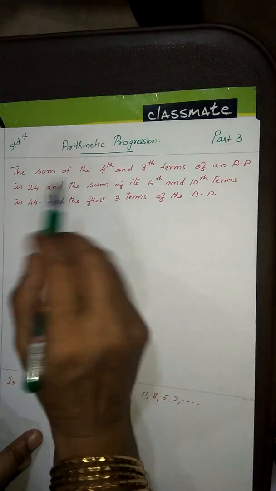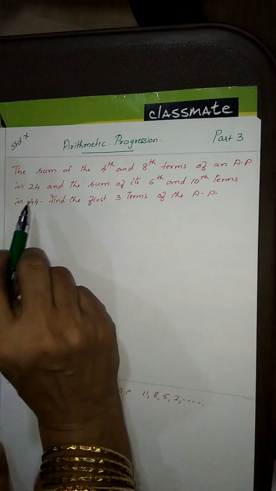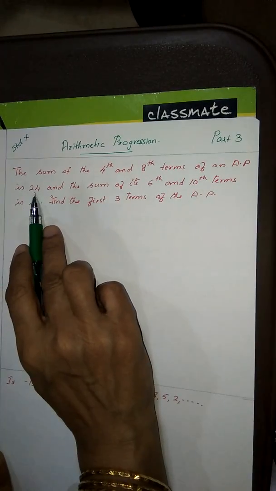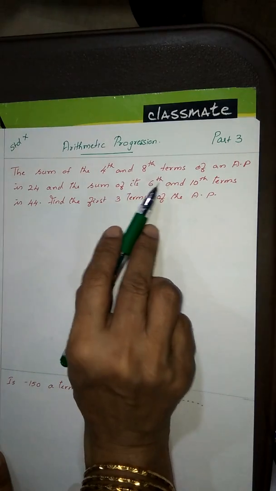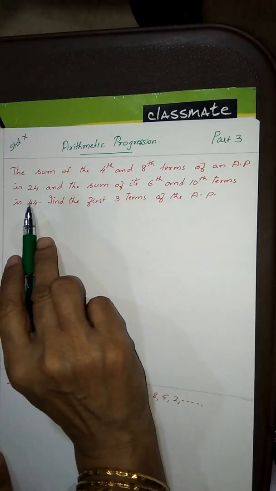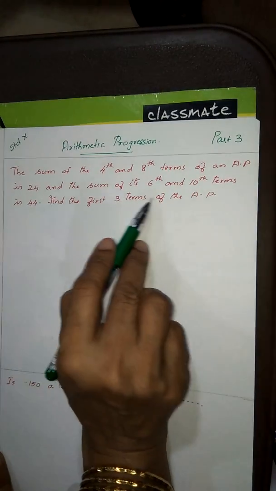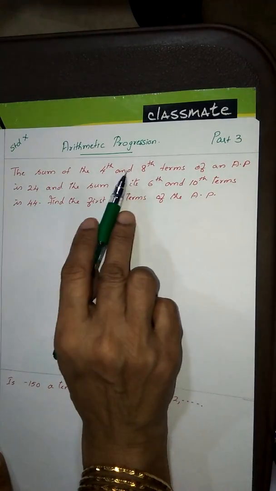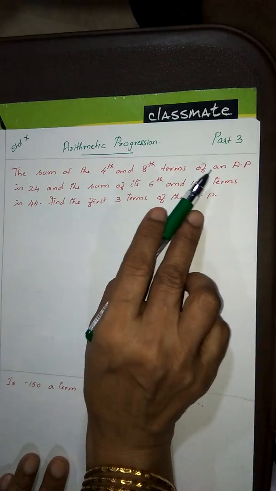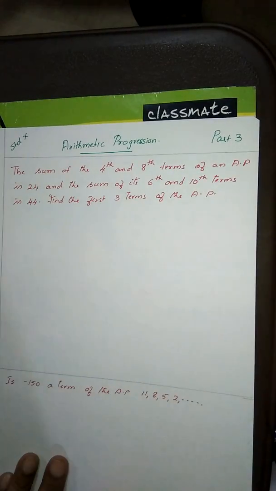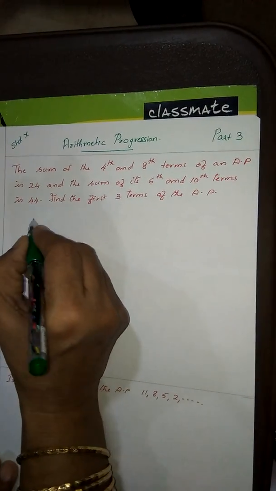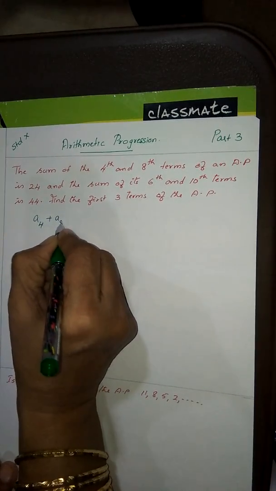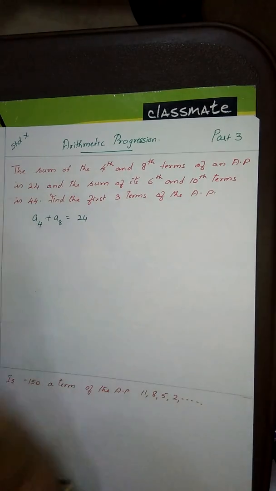The chapter is Arithmetic Progressions for Standard 10. The sum of the fourth and eighth terms of an AP is 24 and the sum of its sixth and 10th terms is 44. Find the first three terms of the AP. So, sum of fourth and eighth terms of an AP, that means A4 plus A8 is equal to 24.